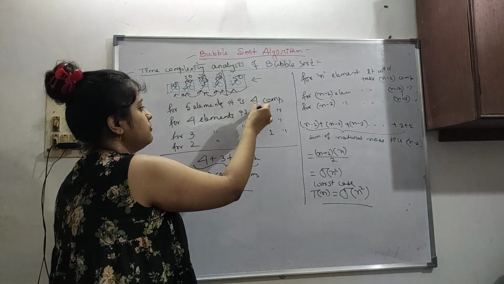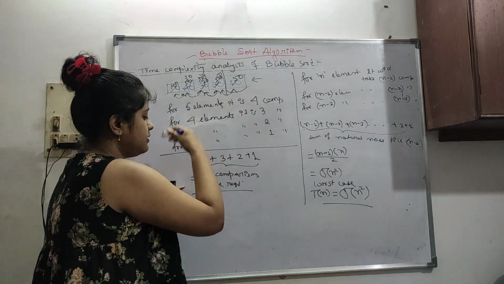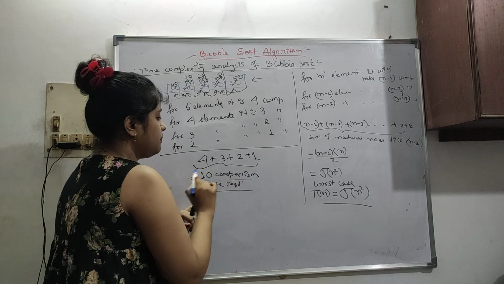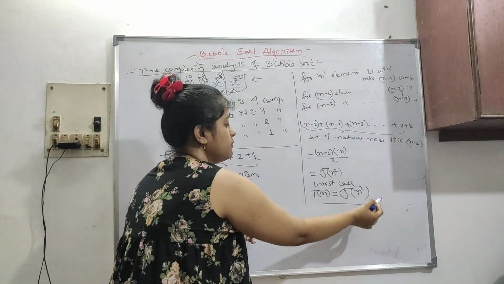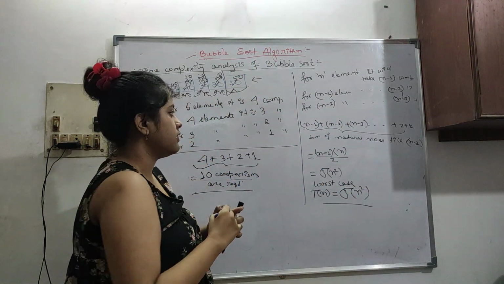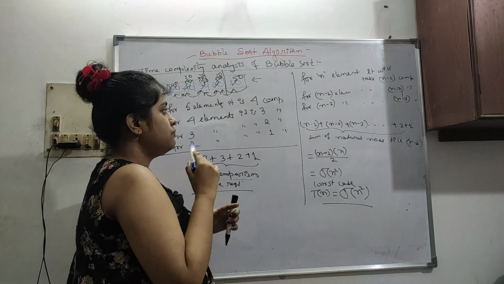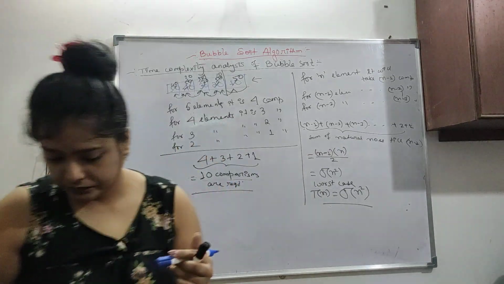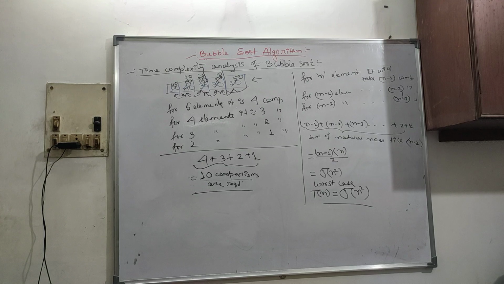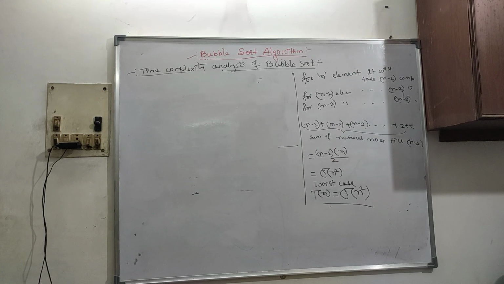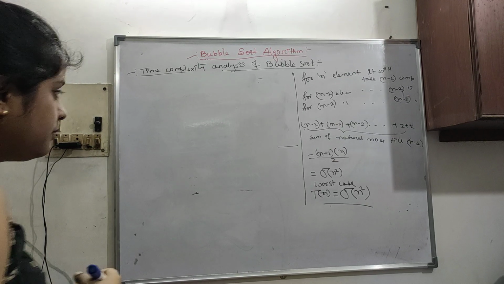So for 5 elements, 4 comparisons are required, like this. In total it takes 10 comparisons. For n elements, we are getting order of n square. So this is the worst condition, and now we will check the best condition.